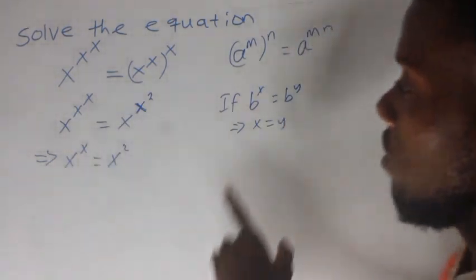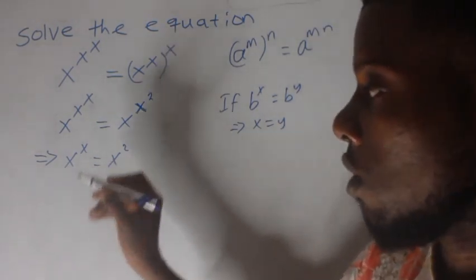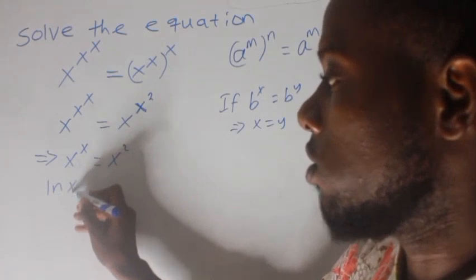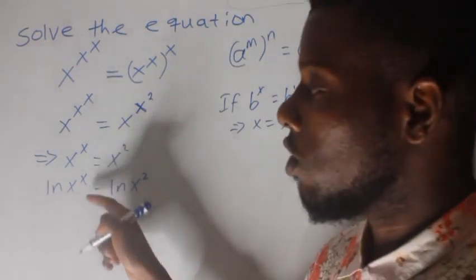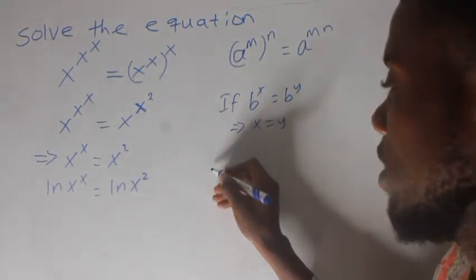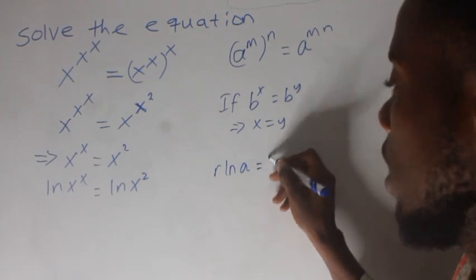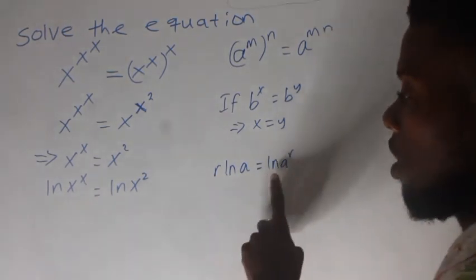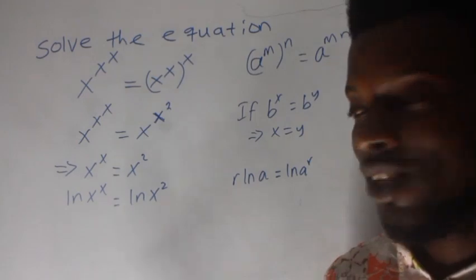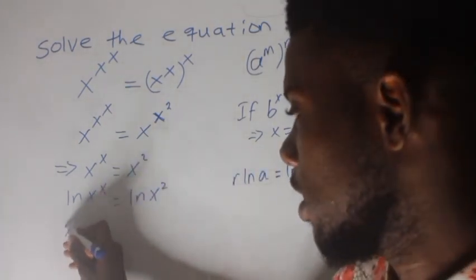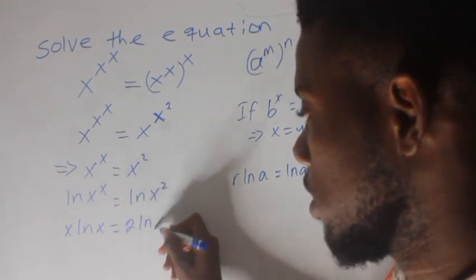To solve this problem, instead of using this property, I'm going to take the natural log on both sides. So I'll have the ln of x to the x equals the ln of x squared. This power goes in front of the logarithm. There is another rule that says that ln of a raised to the power of r can be written as r ln a. So I'm going to use that right here. So this is x ln x equals, and this goes 2 ln x.